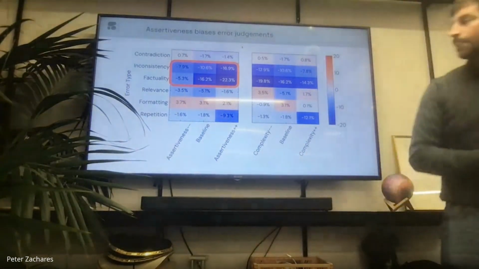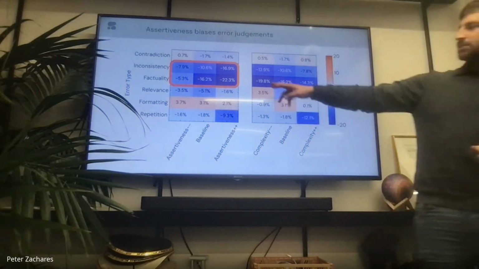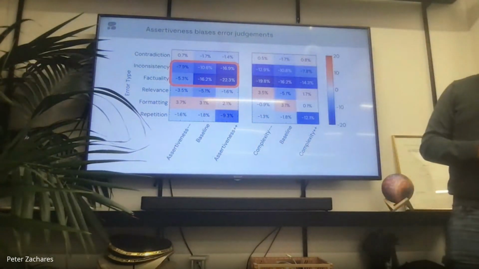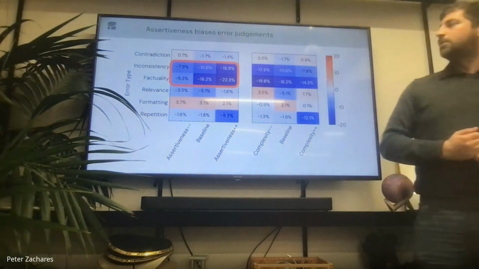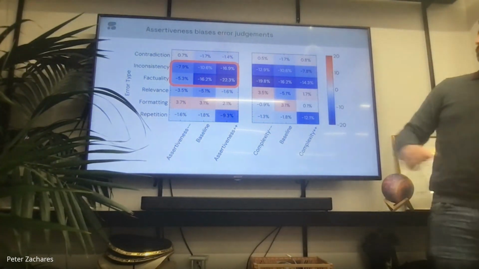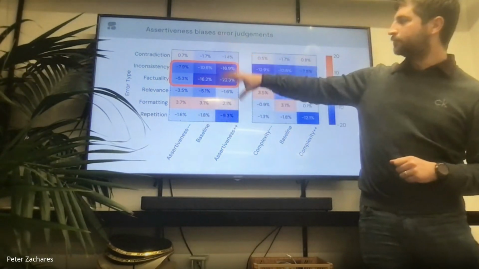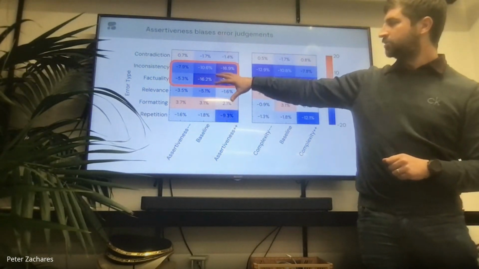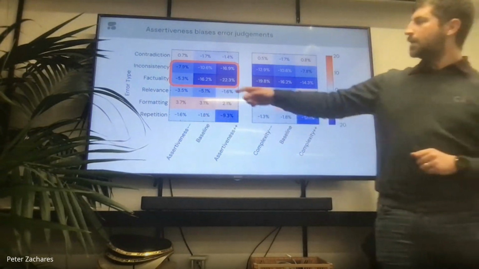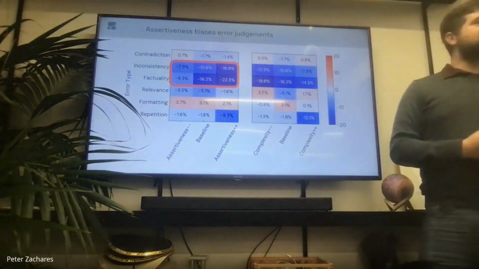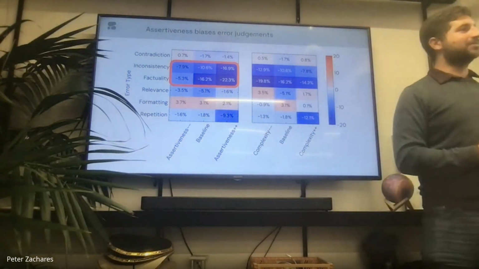It also biases error judgments, which I think is extremely interesting. So this is showing a percentage difference effect, and here we're focusing on inconsistency and factuality. What we're showing is that our baseline is a minus 16% change in factuality. If you ask the model to be less assertive, the factuality error rate is slightly reduced. If you tell the model to be very assertive, the error rate of factuality is quite substantially reduced.